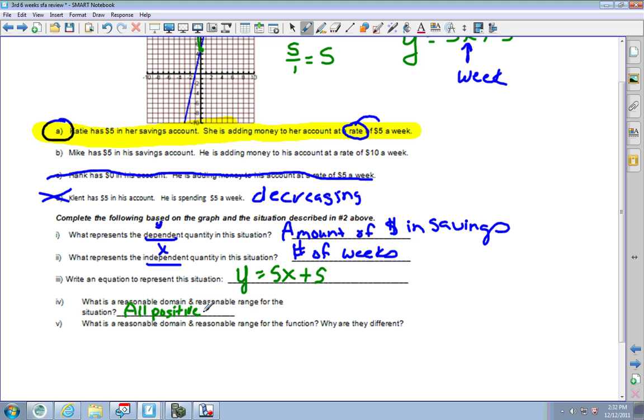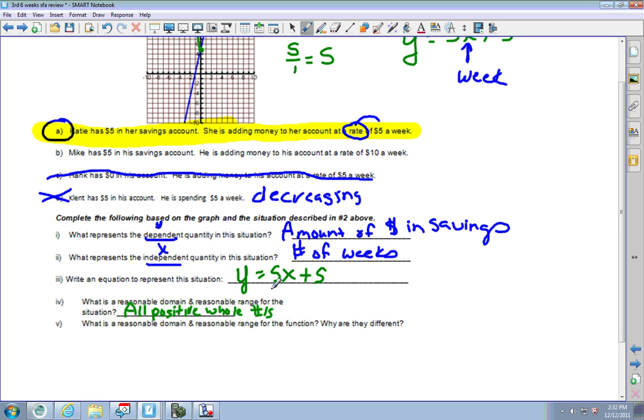Well, I guess I could say all positive whole numbers, because you're talking about dollars. That could be true for the domain and the range. What I mean is, why can't they be negative? Can you have a negative amount of weeks? No. Can you have a negative amount of money? No.